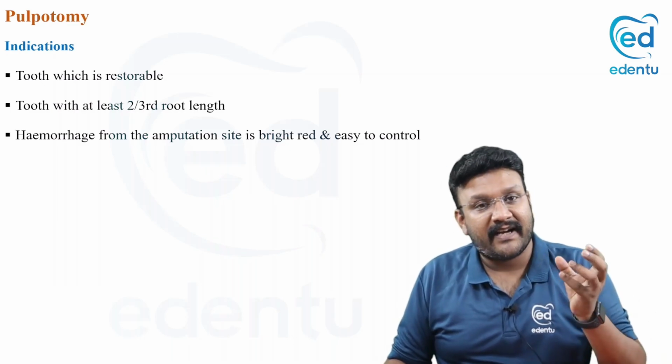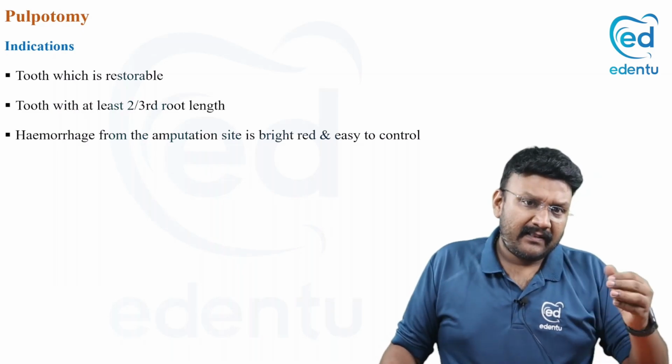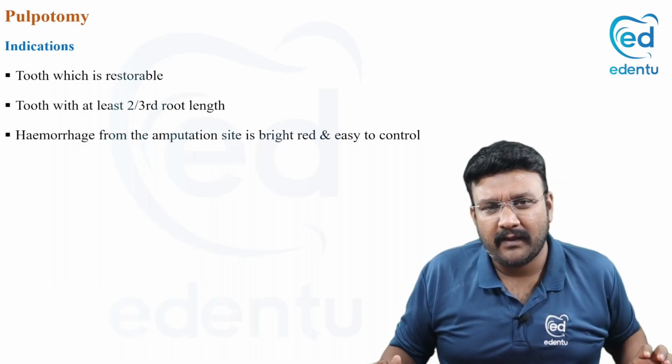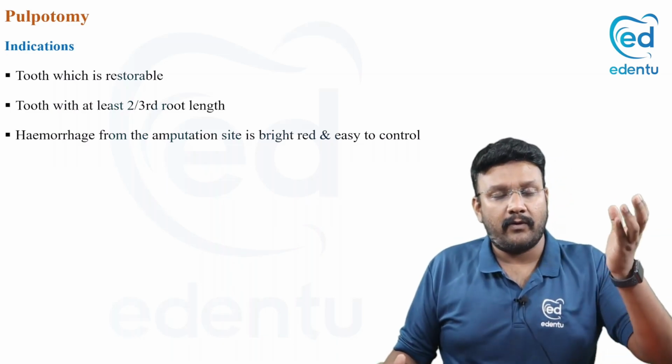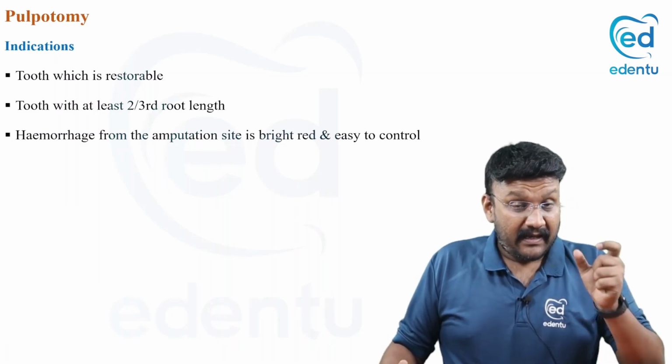The tooth is in a condition that you can restore and maintain the function of the tooth. Then when it comes to the root side, the root length should be a minimum of 2/3 of the normal root length. It should be present.